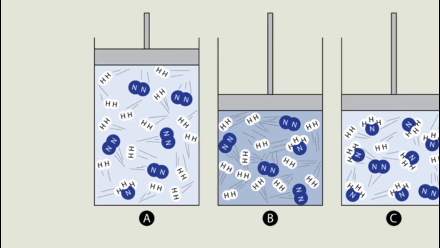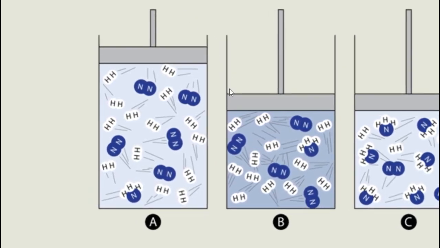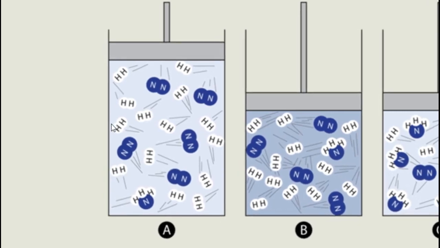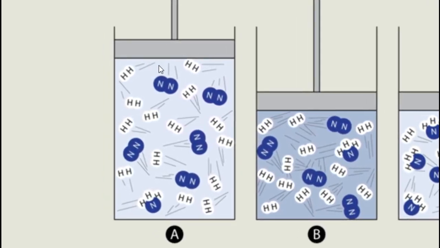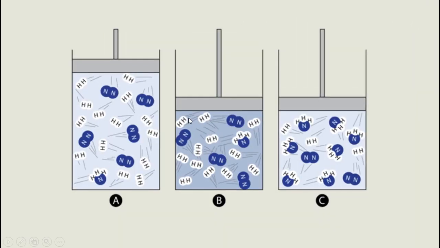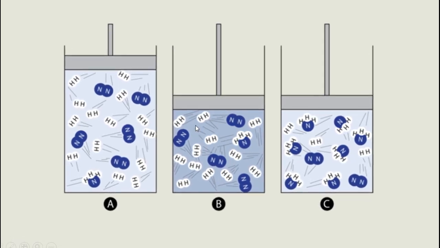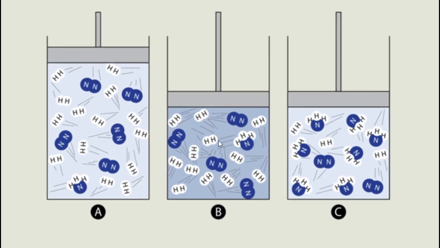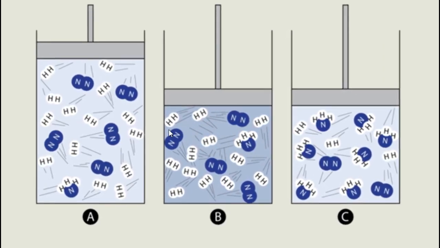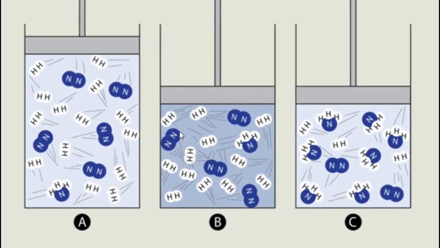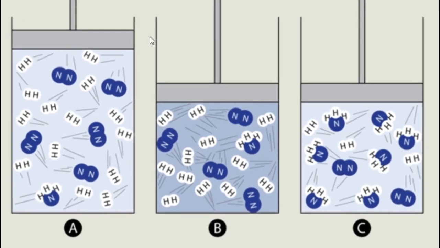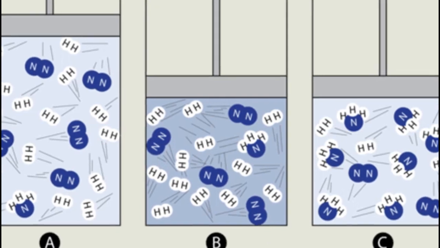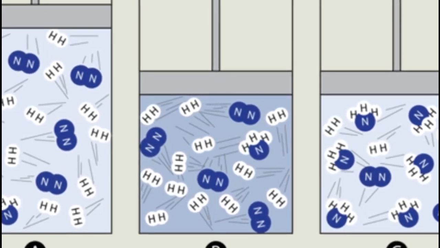On the far left, the reaction system contains primarily nitrogen and hydrogen with only one molecule of ammonia present. As the piston is pushed inward, the pressure of the system increases according to Boyle's law. This is a stress to the equilibrium. In the middle image, the same number of molecules are now confined to a smaller space, so the pressure has increased. According to Le Chatelier's principle, the system responds in order to relieve the stress.